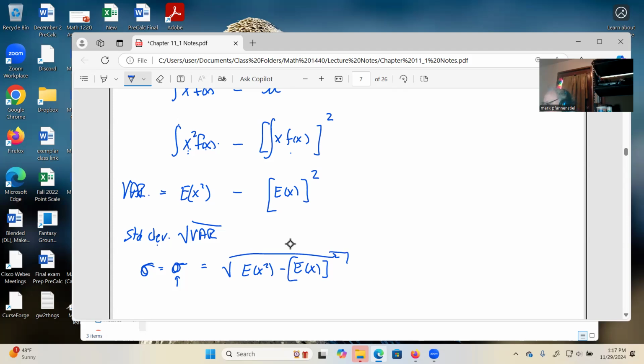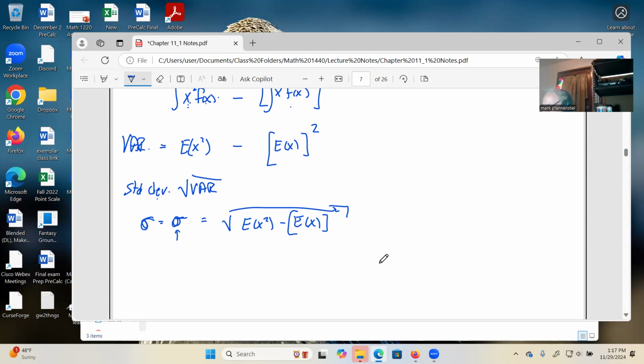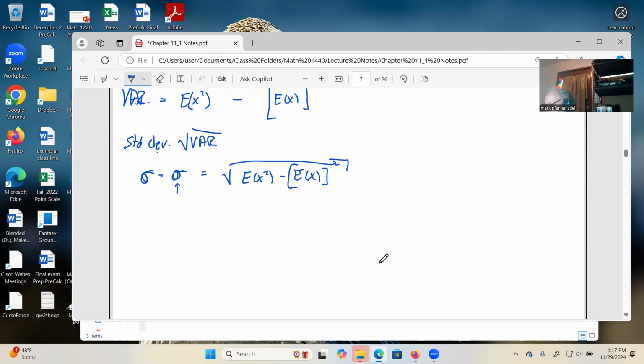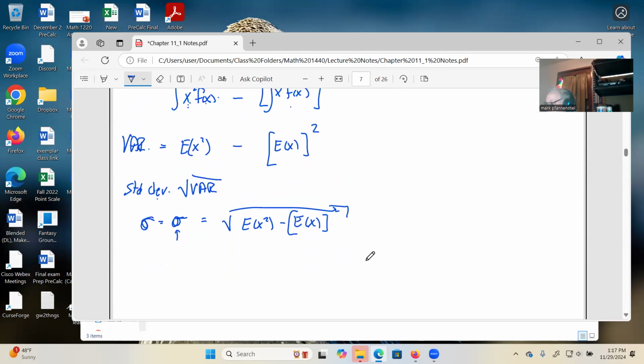Okay. So just let me give you one more little piece of what a standard deviation is, what a mean is, just so that you can have an understanding of what's going on here. So physically, the mean is kind of like the center of mass. Okay.